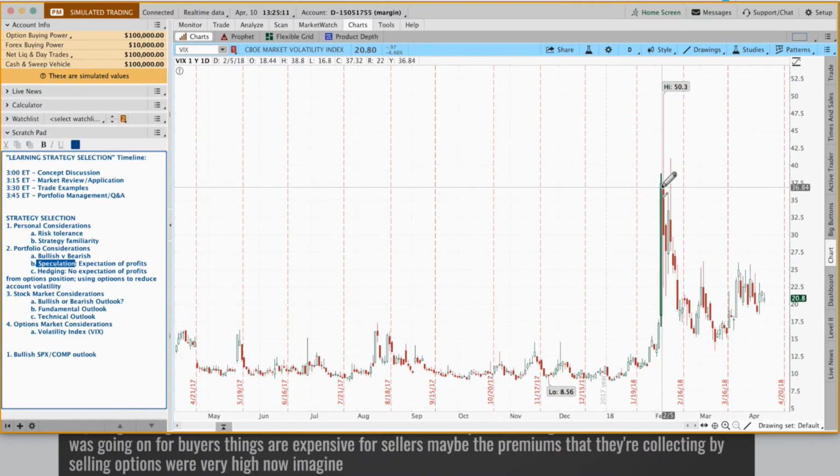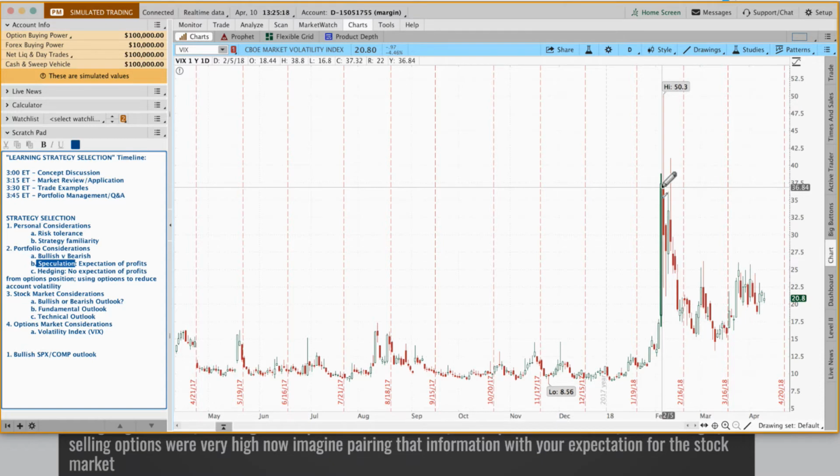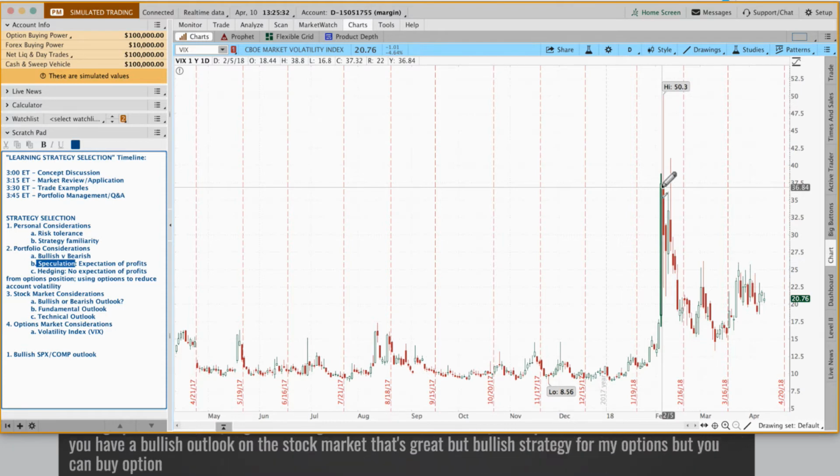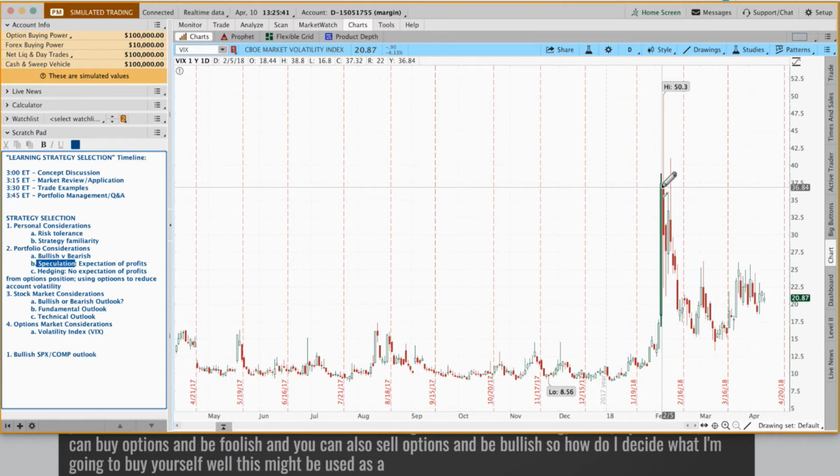Now imagine pairing that information with your expectation for the stock market. Well, if you have a bullish outlook on the stock market, that's great. But that might tell you, well, I want some sort of a bullish strategy for my options. But you can buy options and be bullish, and you can also sell options and be bullish. So how do I decide whether I'm going to buy or sell? Well, this might be used as a tool for helping with that decision.